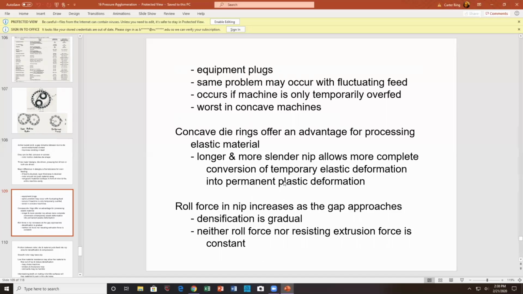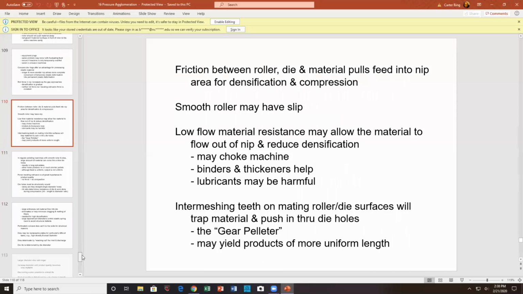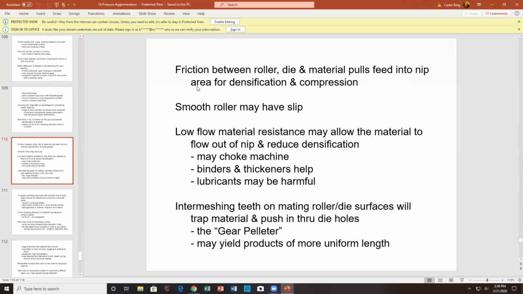That's a real string of words. Roll force in the nip increases, the gap narrows, and densification is gradual. Neither roll force nor resisting extrusion force is constant. Friction between roller, die, and material pulls feed into the nip. That is the area for densification and compression. That was feed rolling in the nip.